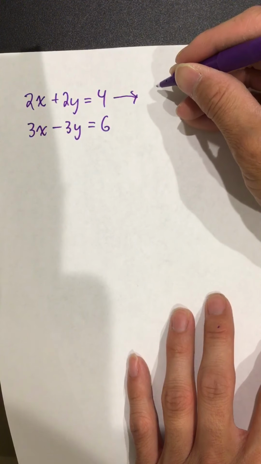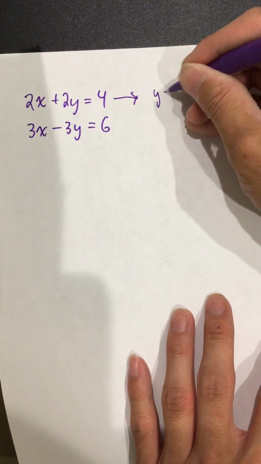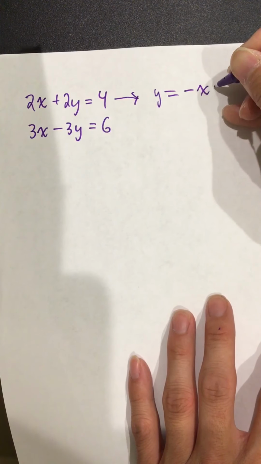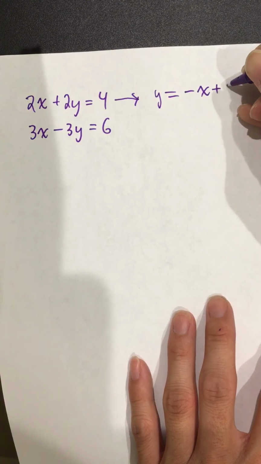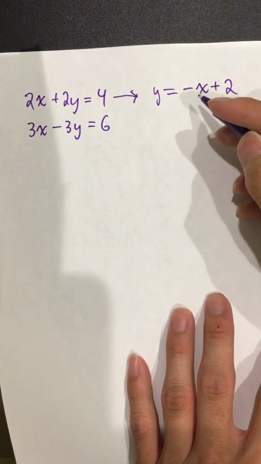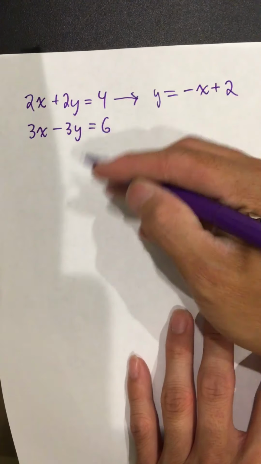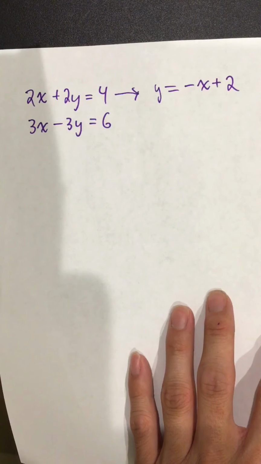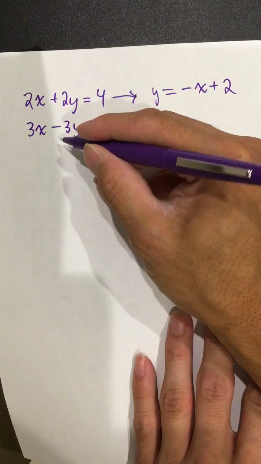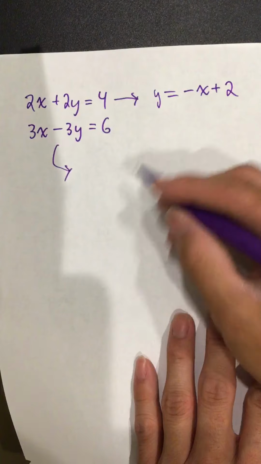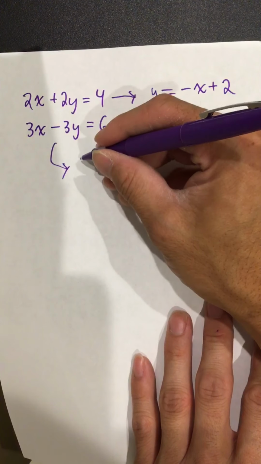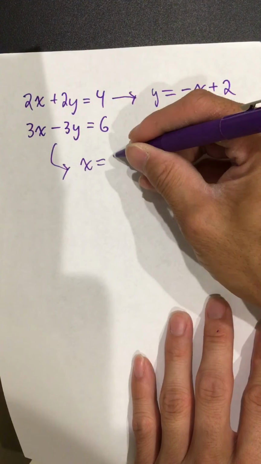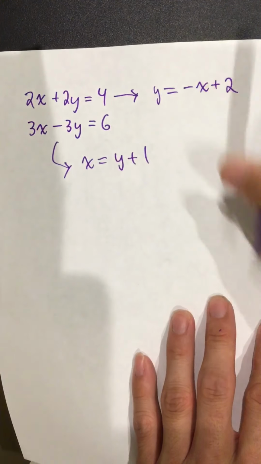A lot of students, when they see this, would be inclined to manipulate this first equation. They might say that y is equal to negative x plus 2, and then proceed to plugging this into that. And that's totally valid, but I would approach this a little bit differently. Instead, I would manipulate the bottom equation. I would solve for x. In this case, x would be equal to y plus 1.